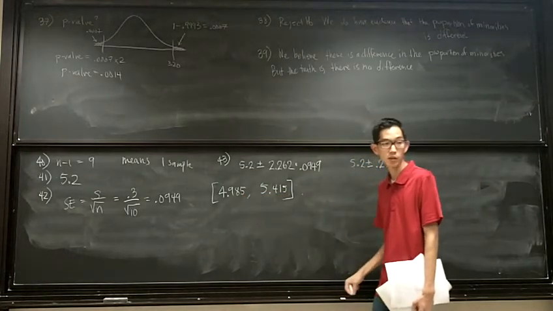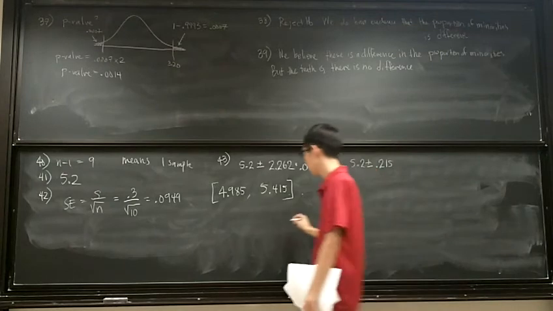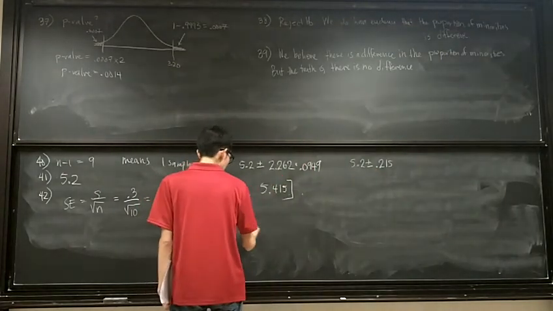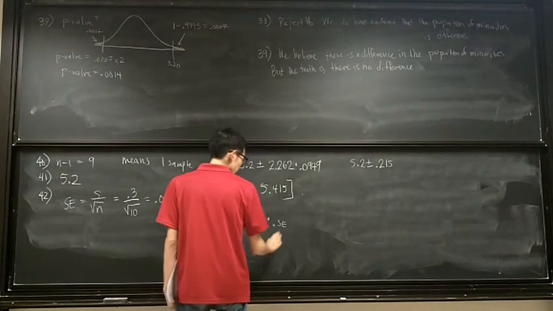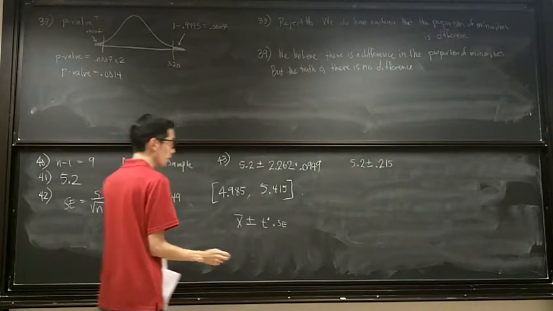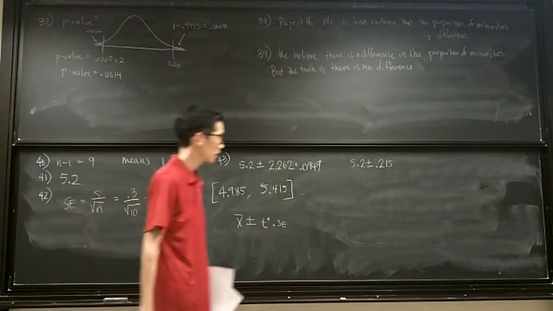Why do you have that times when you do it? Okay, because the equation is x bar plus or minus my t star times my standard error. So what's my standard error? 0.0949. Yeah, great.